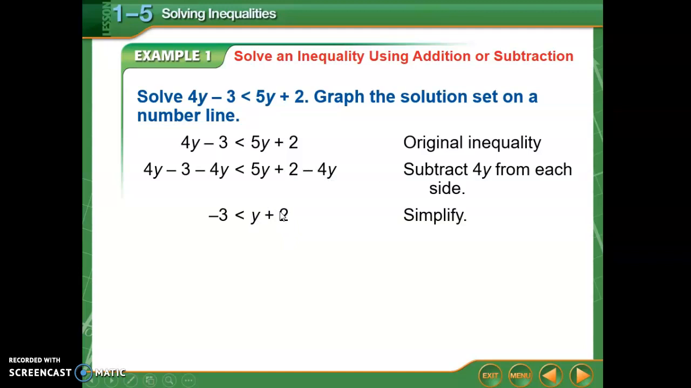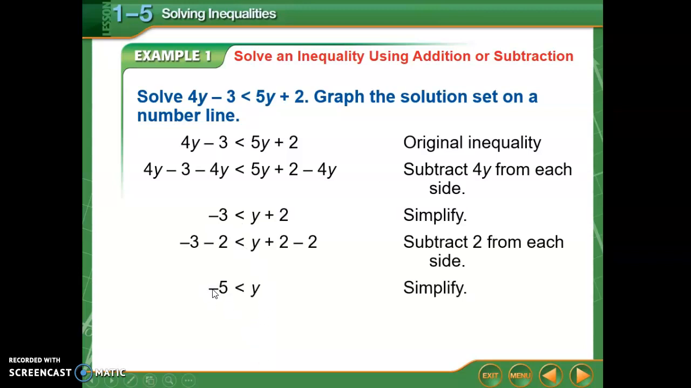And then you can subtract 2 from both sides, so you will get negative 5 less than y. Always make sure that the variable is on your left side. It's easier to graph that way. So we switch this around. Y will be on the left, from less than to greater than, and then bring down negative 5. Okay, so that's our answer.